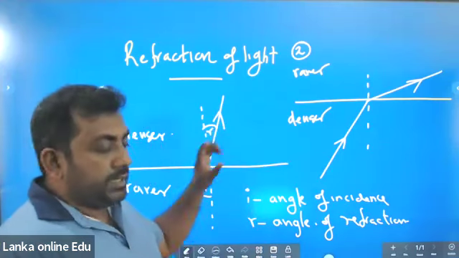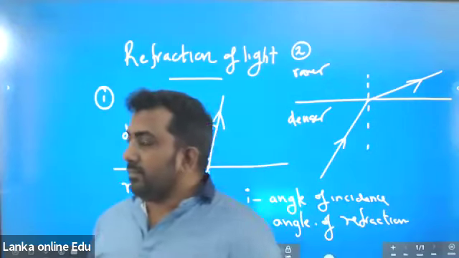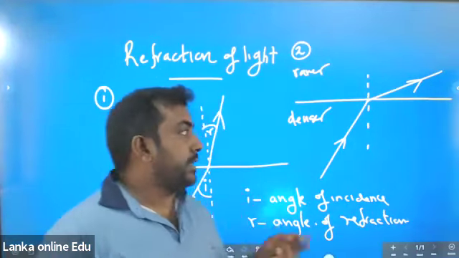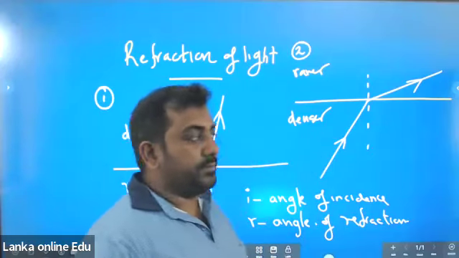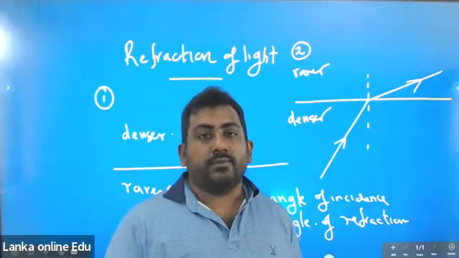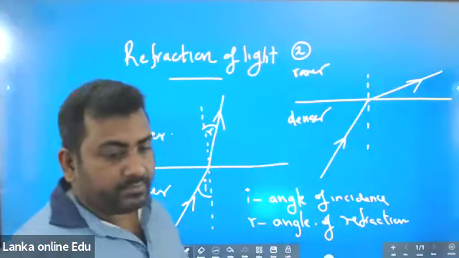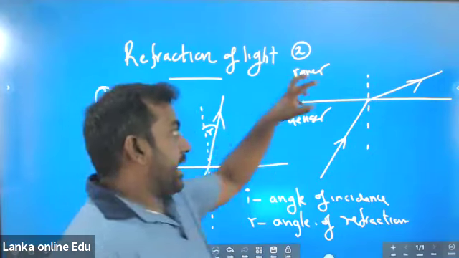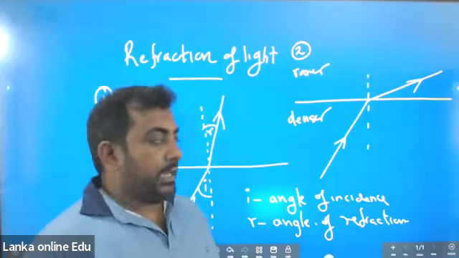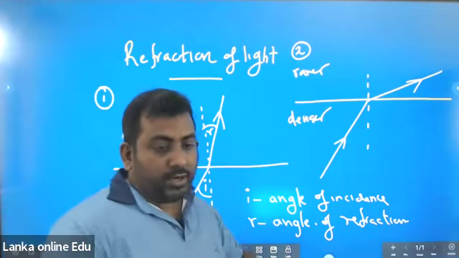Next, when light travels from a rarer medium to a denser medium, it will move towards the normal. And when it travels from a denser medium to a rarer medium, it will move away from the normal. Okay, quickly note this down.